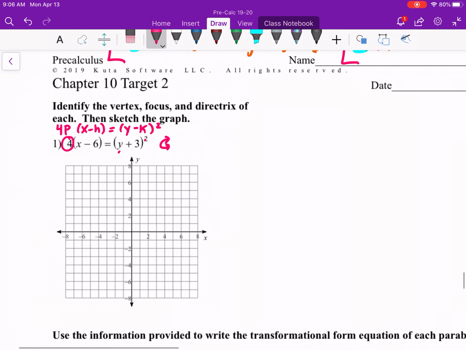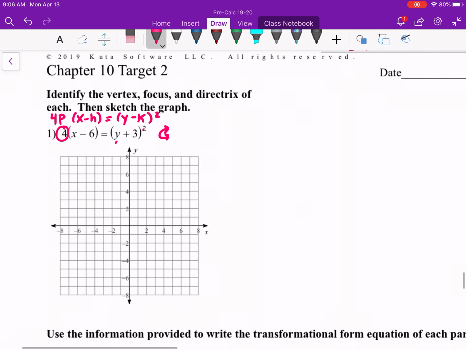So the next thing I'm going to do is go to its vertex. I'm going to find the vertex, which should be at positive 6, negative 3. Remember to flip the sign on both of those. So 6, negative 3. And then I know that the parabola opens to the right, so I'm just going to do a rough sketch to the right. Now, identify the vertex. We did that. That's just H and K. Flip those signs, and then you're good to go.